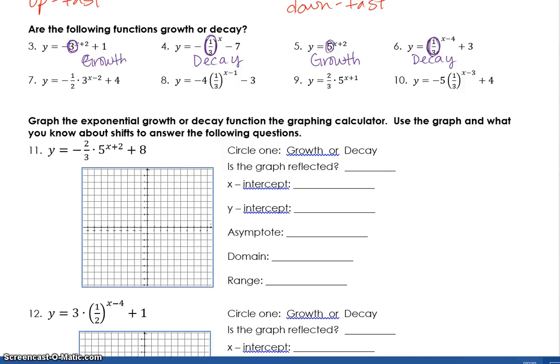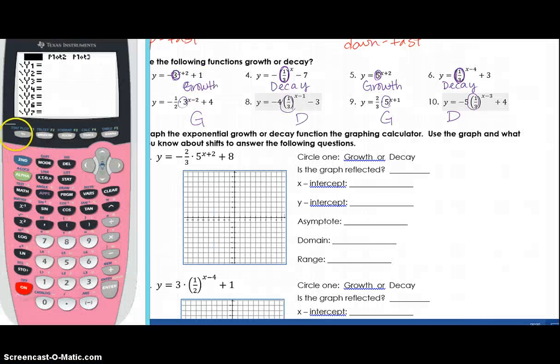Okay, hopefully you got all those right. Real quickly, I'll go through them. Number 7 is growth because of the 3. 8 is decay because of the 1/3, less than 1. 9 is growth because of the 5, bigger than 1. And 10 is decay because of the 1/3, less than 1. So hopefully you got all those right. All right, so grab your graphing calculator, and we're going to enter in number 11.